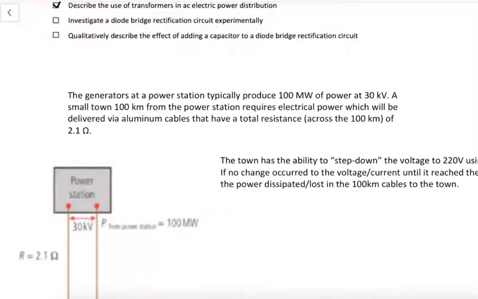A side note is that the 2.1 ohms technically came from a resistivity calculation, because aluminum wires have a certain resistivity, and we know that the resistance in those wires is proportional to their length. So as we get further away from this power station, our resistance increases across the whole length of the wire.